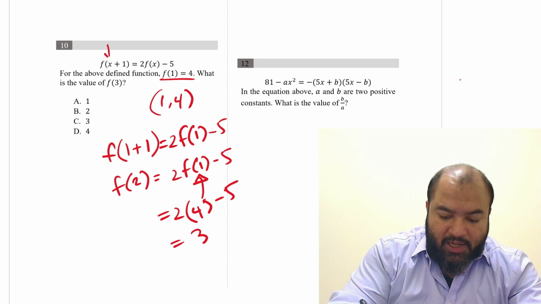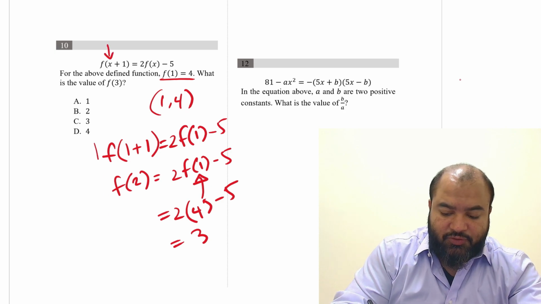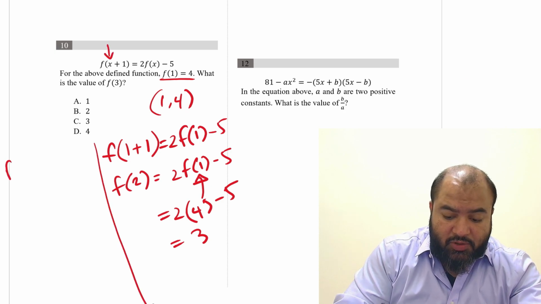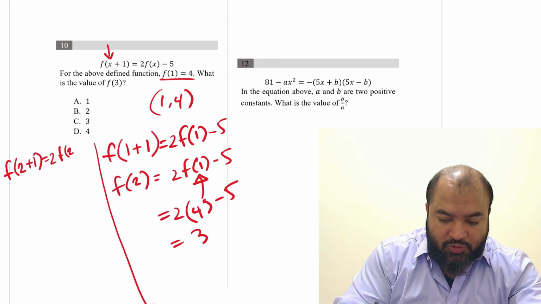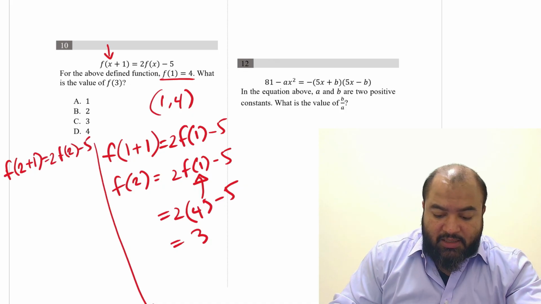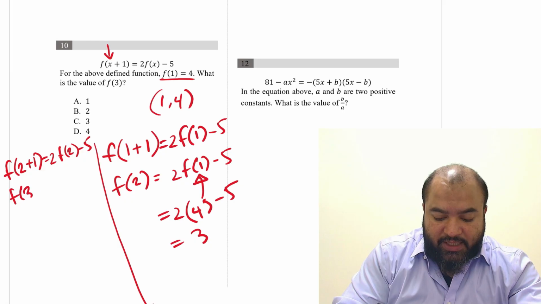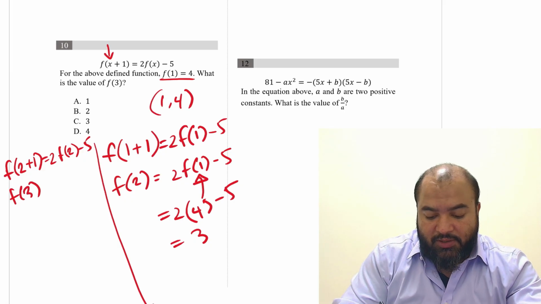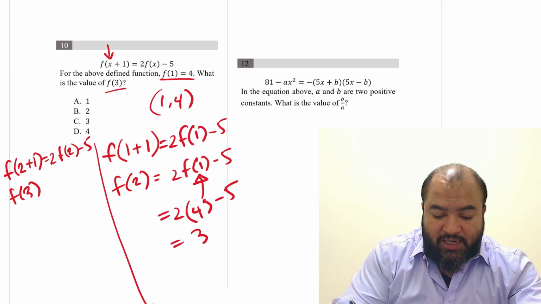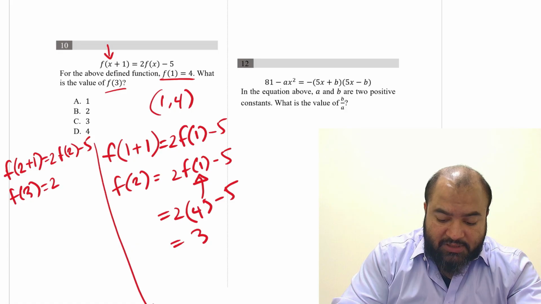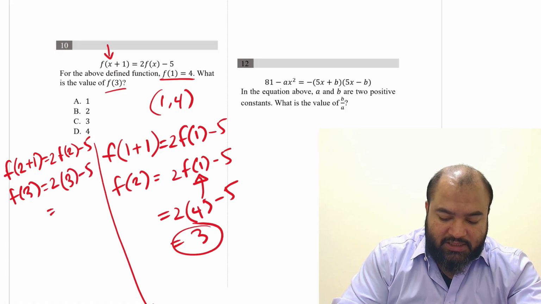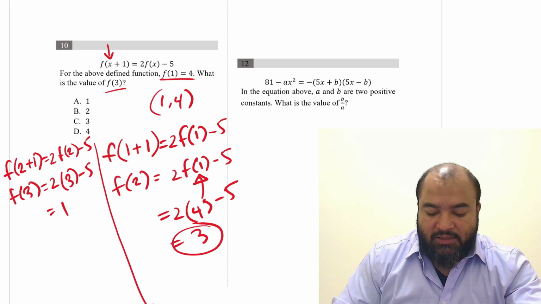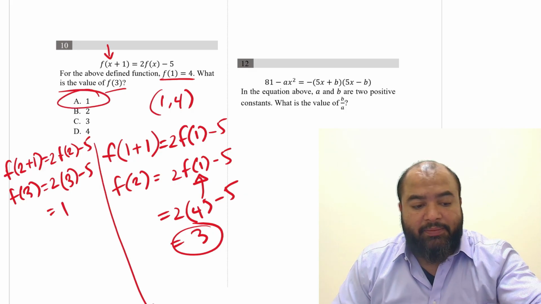By the way, if I plug it in here, what do I get for f of 2? Let's do it on this side. So f of 2 plus 1 is equal to 2 f of 2 minus 5, right? So f of 3, you see I plugged in f of 2 because it will lead me to f of 3 eventually, is equal to 2 times f of 2 means 3. You see how that is helping me? Minus 5. So 6 minus 5 is 1. So f of 3 is 1.